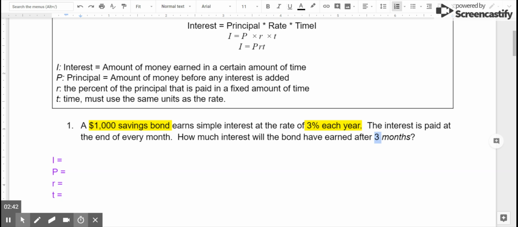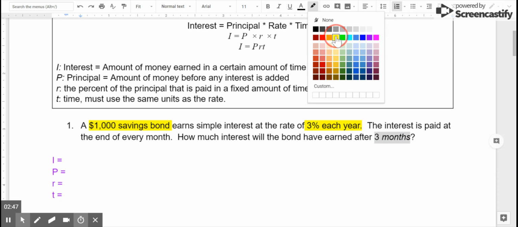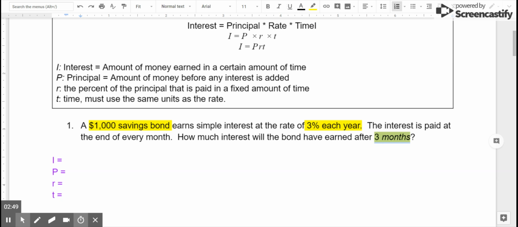And I want to know how much it earns after 3 months. And this is tricky because I need to make sure that the time must use the same units as the rate, but our rate is measured annually every year, and our time is measured in months. So let's plug these values in. I'm being asked to find the interest, so I don't know what that is.